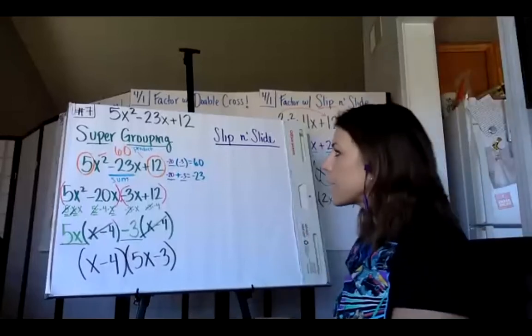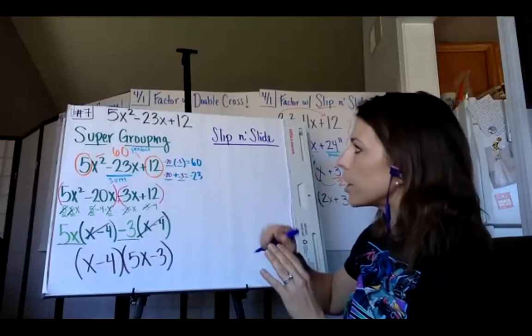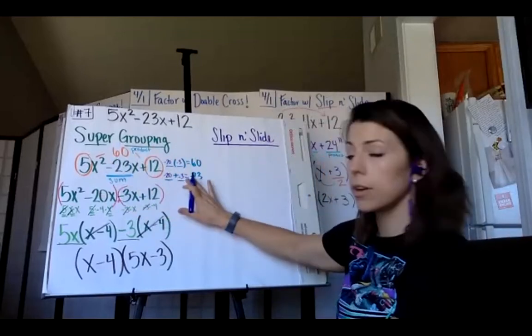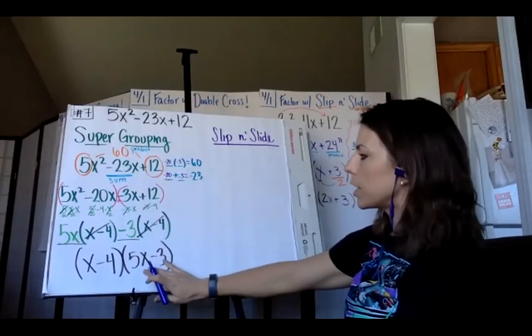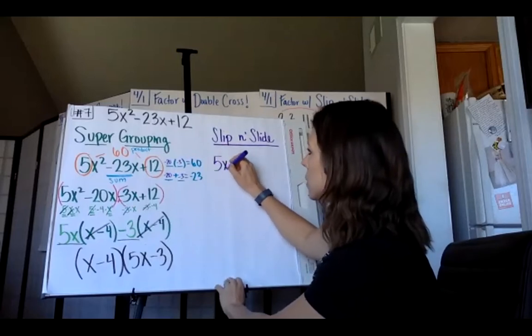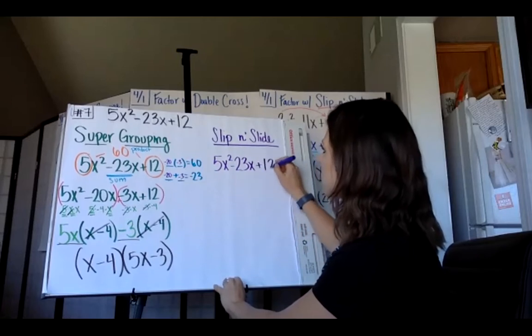All right, same problem using slip and slide. Slip and slide is similar, but we're gonna do the P's and Q's game. It's kind of nice that we already have it here, but it's gonna look a little bit different. Here's our goal for our answer. Starting off, we're gonna write it out: 5x squared minus 23x plus 12.